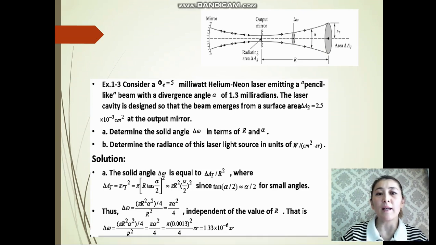Here is an example for solving optics problems, by determining the solid angle and the radiance of the laser, and the given solution.